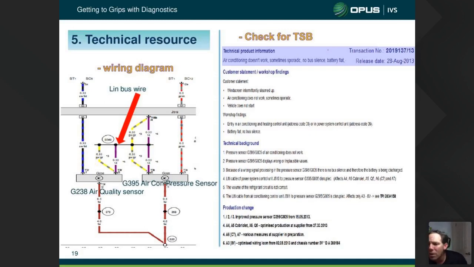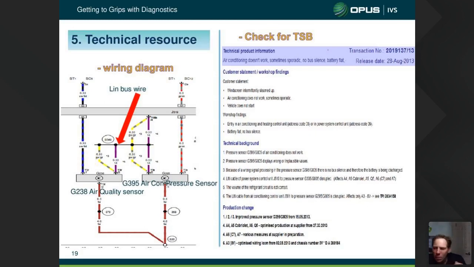No bus, something or other, and battery flat. No bus, I can't read that. Customer complaint, workshop findings. I hope you guys can read this better than me, or I don't have my glasses on. But it does look like their workshop findings in that TSB are very, very similar to what we're looking at.